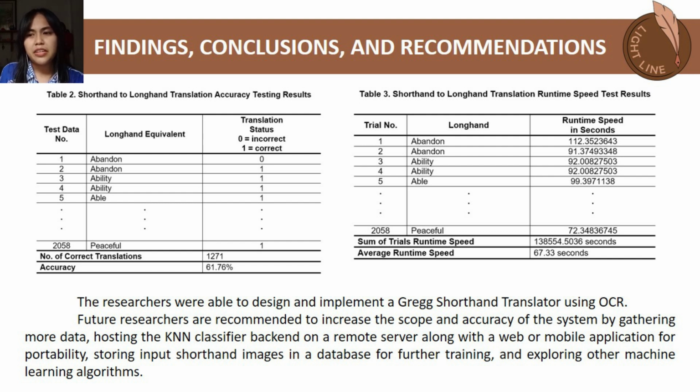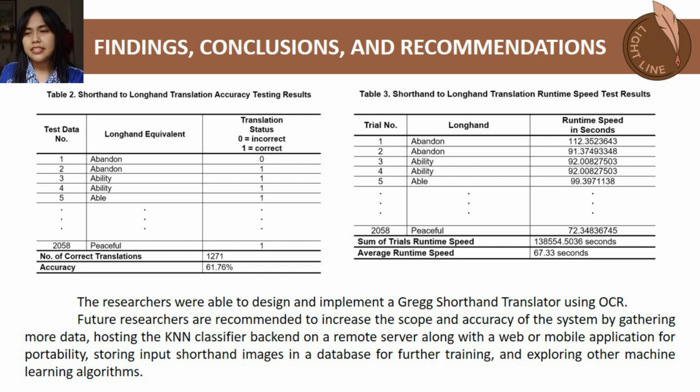Future researchers are recommended to increase the scope and accuracy of the system by gathering more data. They can also host the Canaan classifier backend on a remote server, along with a web or mobile application for portability. It is also recommended to store input shorthand images in a database for further training and to explore other machine learning algorithms, because so far the only algorithms that have been explored in creating Gregg shorthand translator systems are CNN and Canaan.